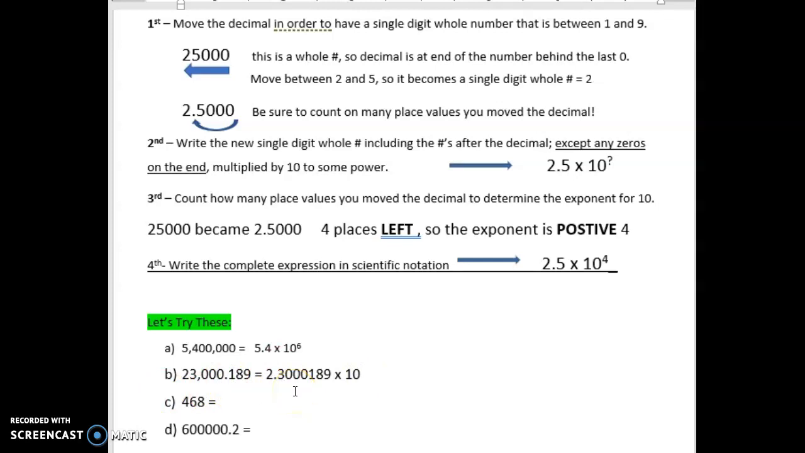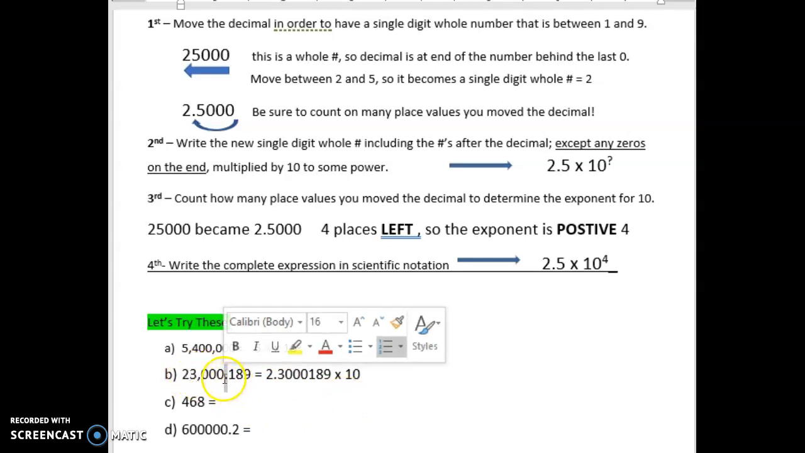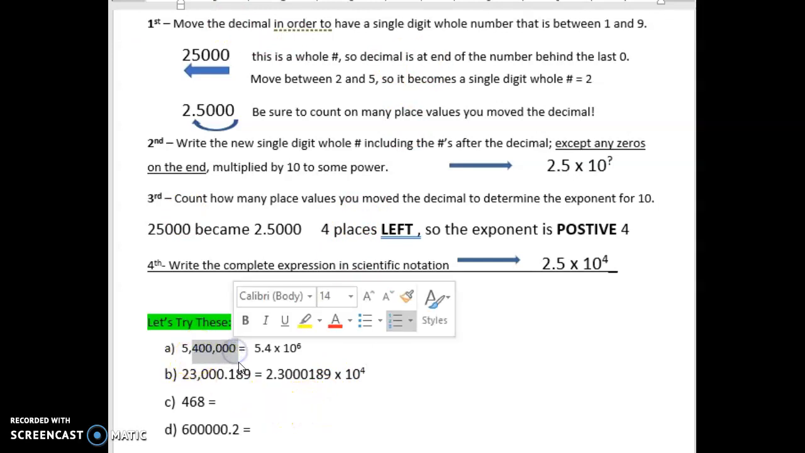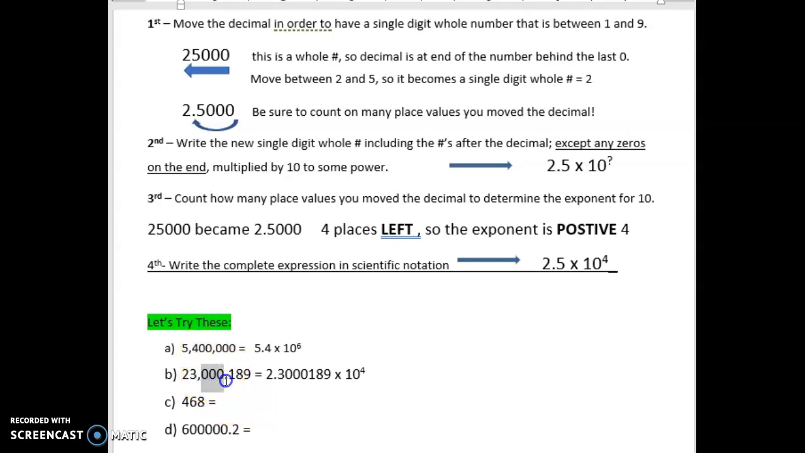Now, in order to identify what our exponent is, we have to count how many times we moved the decimal from the original decimal place to the new decimal place. So starting behind the 0, we have 1, 2, 3, 4 decimal place movement. So our exponent is 4. Now notice I said up here, we can just drop these zeros off because they are placeholders behind important numbers. But here, these zeros are in between important numbers, so I cannot just drop them off. So now I have 2.3000189 times 10 to the power of 4.